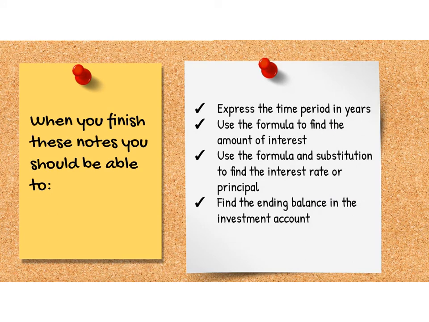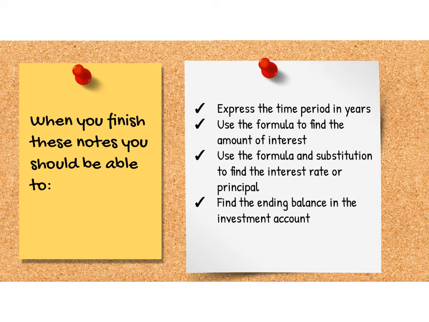Okay, so what does that mean? That means by the end of these notes, when you finish these notes, you should be able to express the time period in years. We say that because sometimes they give you months and you have to convert that to years, like 6 months is half a year. You're going to be able to use a formula to define the amount of interest, and in looking through the released STAAR questions, a lot of times that is what they're asking you, just what's the amount of interest.